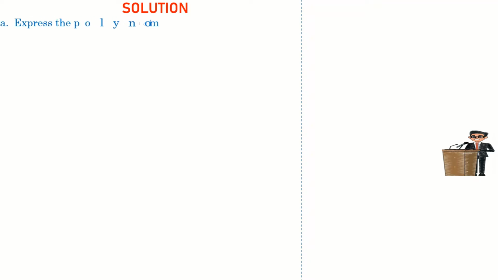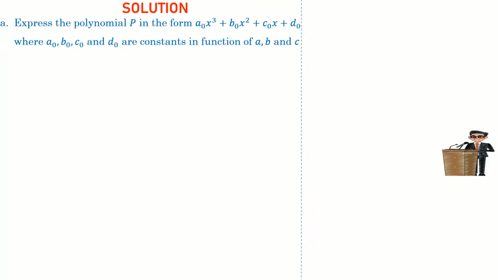So for the first part of the question, which is A, it is asking us to express the polynomial p in the form that has been given, and we have been told that the constants a0, b0, c0 and d0 are in function of the constants a, b and c. So this is the polynomial that was given to us. To express it in the required form, we simply need to multiply x minus a times x minus b times x minus c, and we simplify to put it in that exact form.